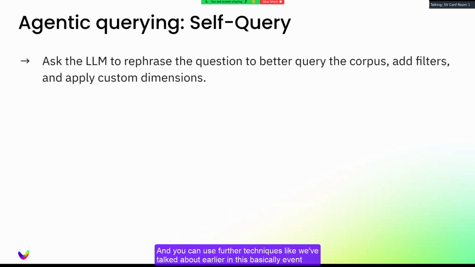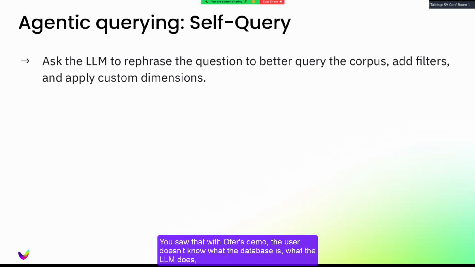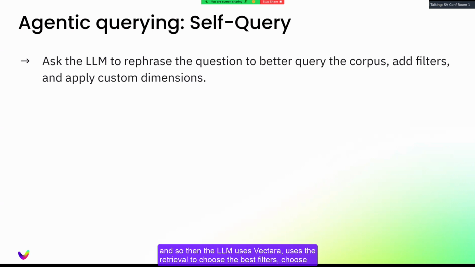And you can use further techniques like we've talked about earlier. You can also use agentic self-querying to further refine your search, such that when the user takes the query, the LLM decides what actually goes to the database. That can be very powerful, with the user not knowing it. You saw that with Ophir's demo. The user doesn't know what the database is or what the LLM does. The LLM uses Vectara, uses the retrieval, to choose the best filters, choose the best boosting, and you can give it all that information.